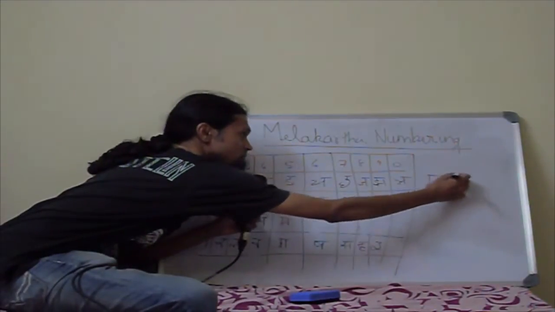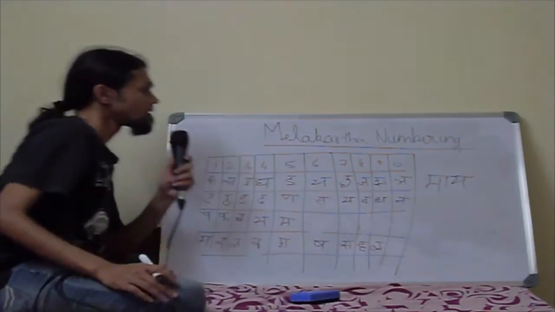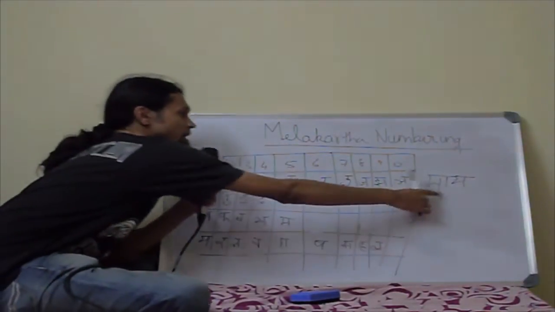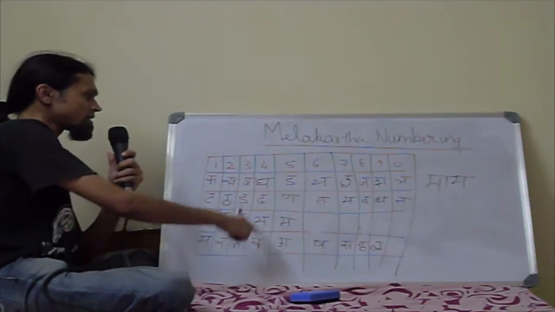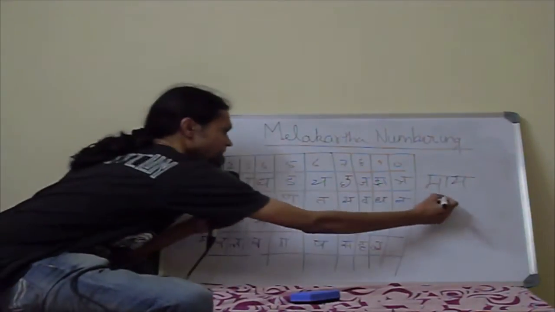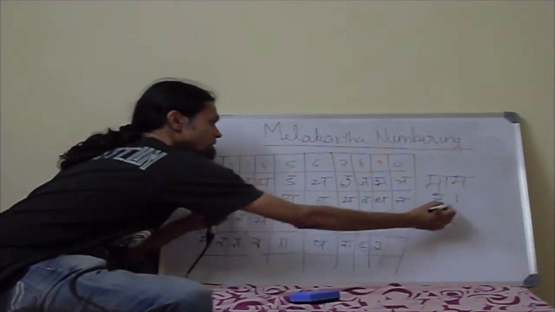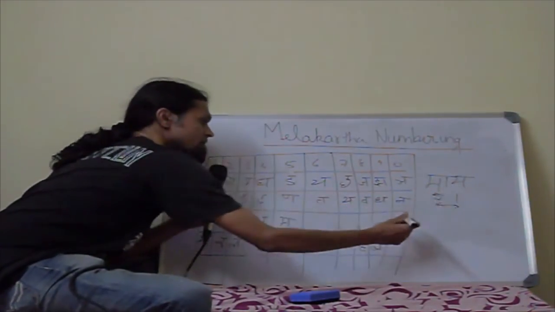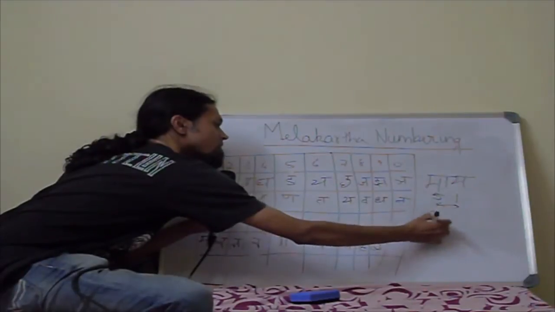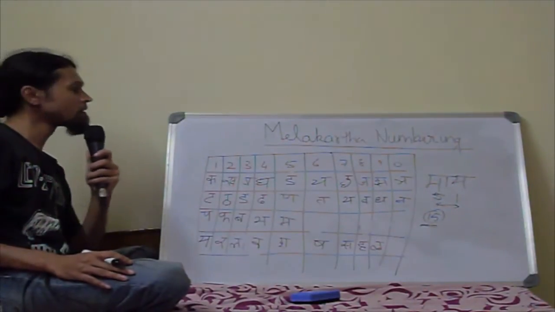If you take the first two consonants, it's Ma and Ya. Find out the corresponding number from this table. Ma is 5 and Ya is 1. Reverse these digits and you get 15. That is the Melakartha number for Maya Malava Gaula.